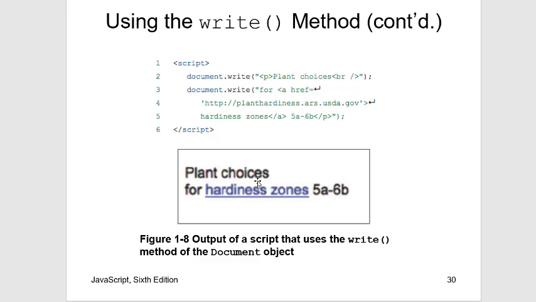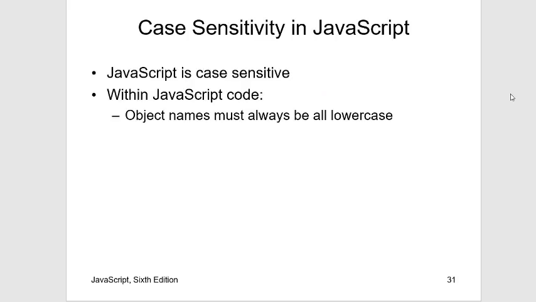So when it appears in the browser, it will appear as if a paragraph saying plant choices and a link are on the page written in HTML. By being able to do this, you can make links appear dynamically based on events that are initiated by the user. Note that JavaScript is case sensitive.